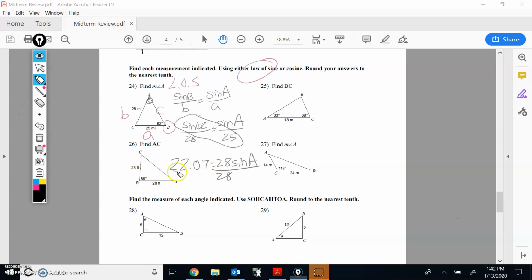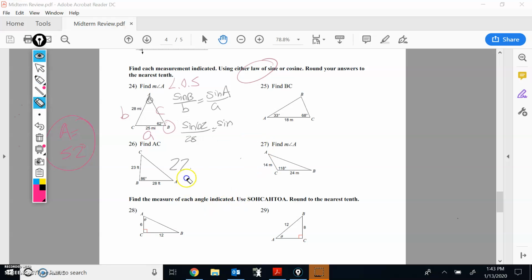Dividing both sides by 28, we get 0.788 equals sine A. But that's not your final answer. We have to find what A is, not sine A. If we don't know the angle, what we do is the inverse of sine. So press second sine, and then type in 0.788. And you should come out to A being about 52, 51.99 degrees.